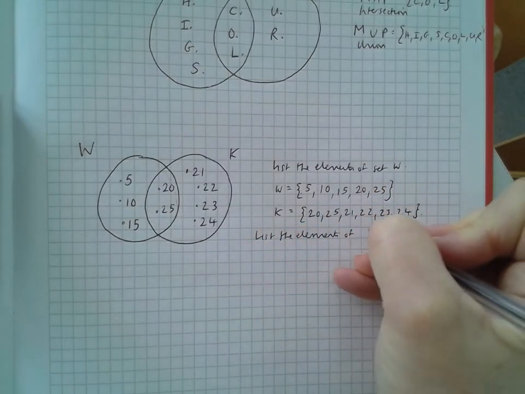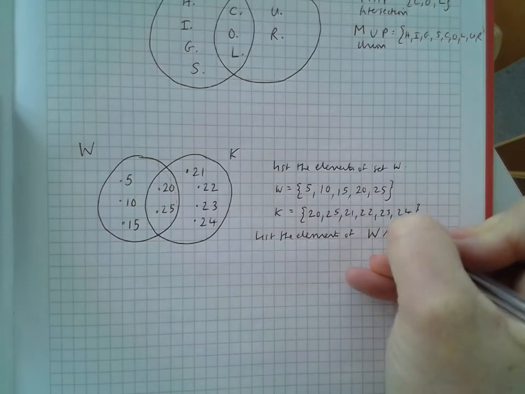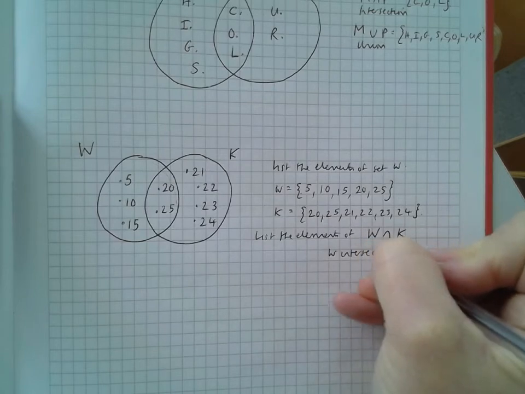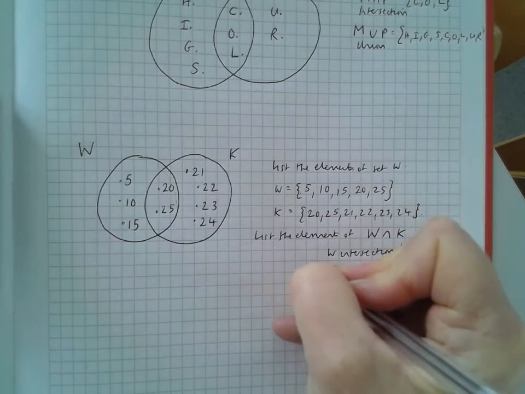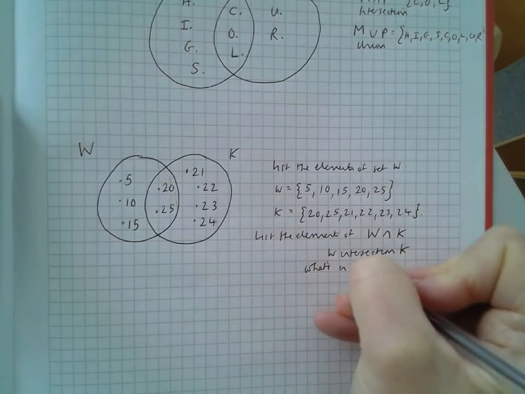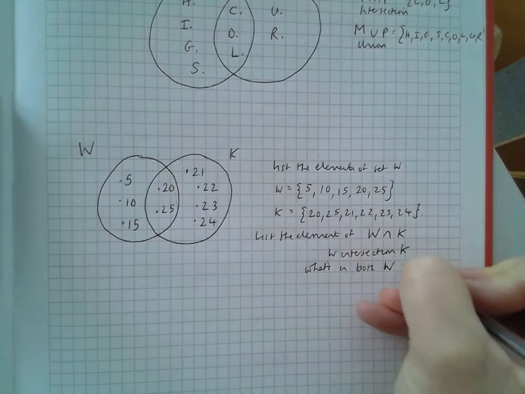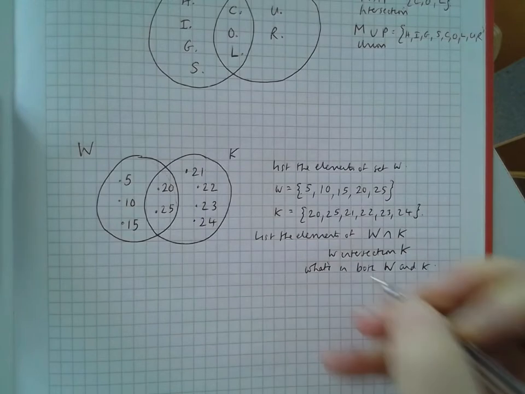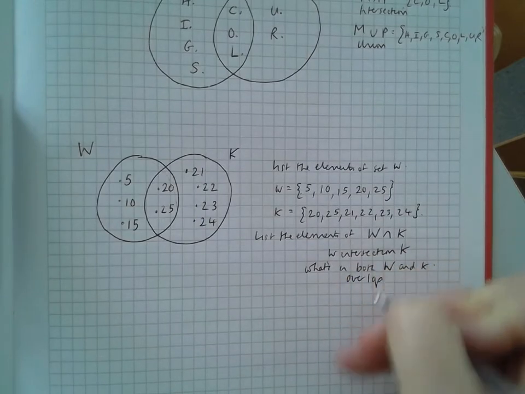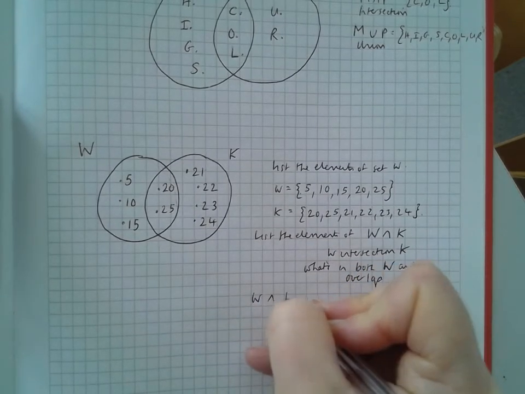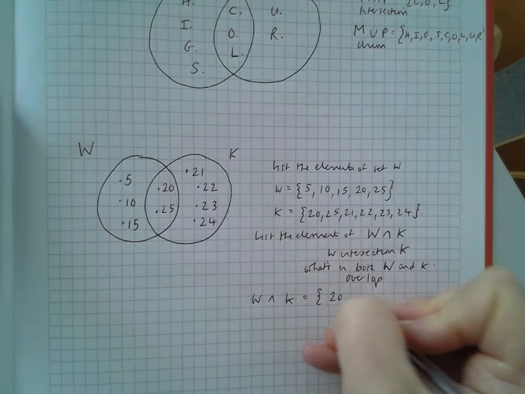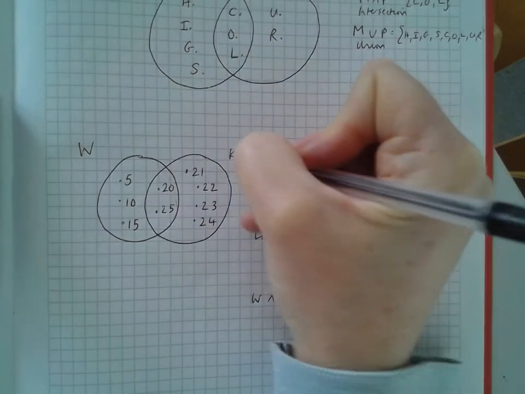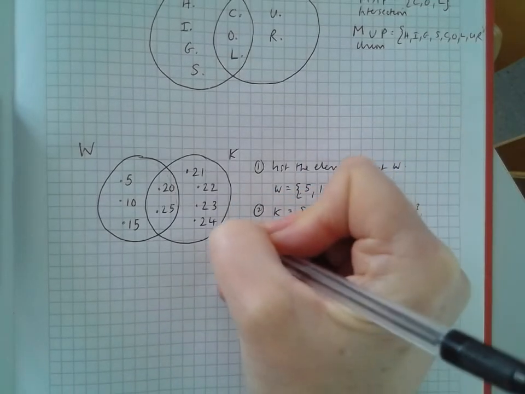Okay, you might be asked to list the elements of W intersection K. So what's in both W and K? So we're looking for the overlap, remember? That's the overlap of our two circles. So W intersection K will be 20 and 25. So that was one question. That was the second question. That was the third question.